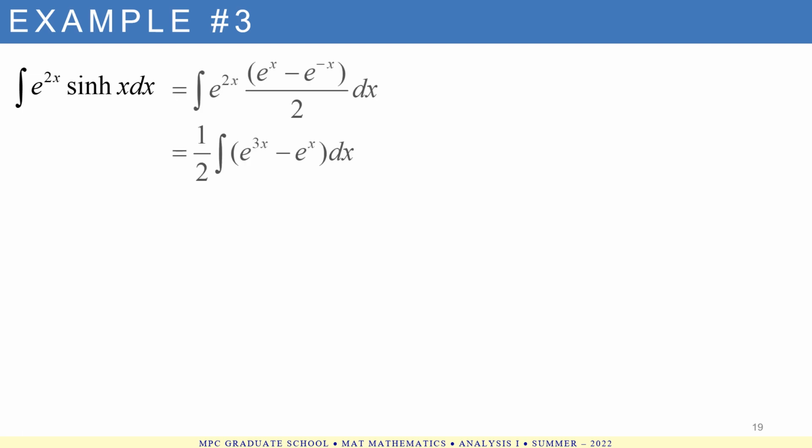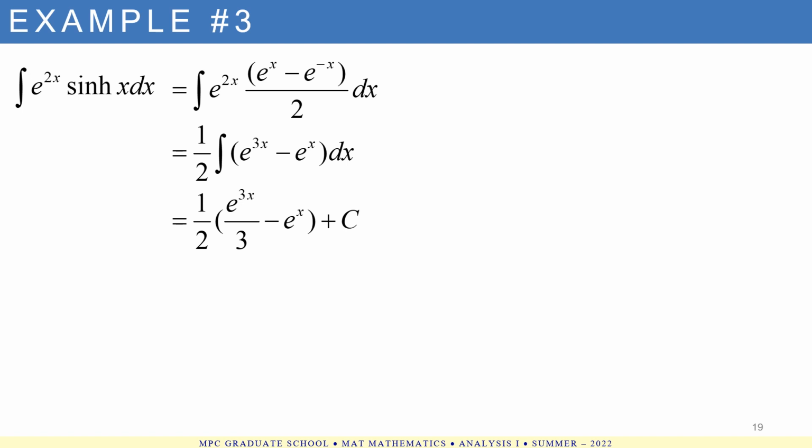For our next example, we are going to have the integral of e raised to 2x times hyperbolic sine x dx. We are going to pick up on the definition of hyperbolic sine x, which we should know is e to the x minus e to the negative x all over 2. Let's substitute that, and our integral becomes this one. Now, let's put our constant outside and expand our e raised to 2x times e to the x minus e to the negative x. Doing that, it will give us 1/2 integral of e raised to 3x minus e to the x dx.